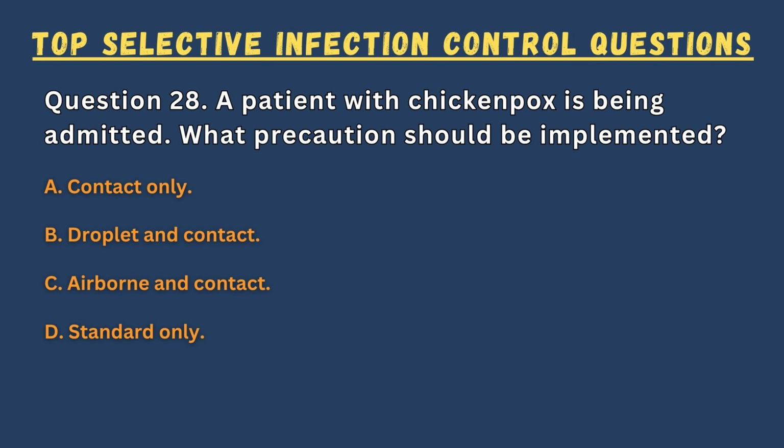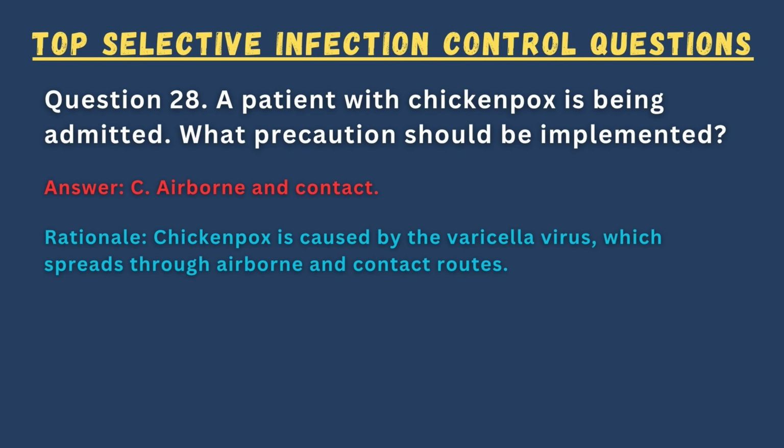A. Contact only. B. Droplet and contact. C. Airborne and contact. D. Standard only. Answer: C. Airborne and contact. Rationale: Chickenpox is caused by the varicella virus, which spreads through airborne and contact routes.